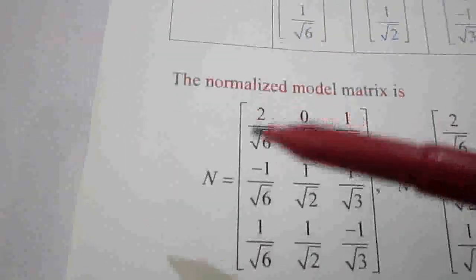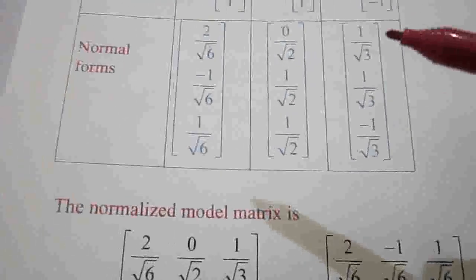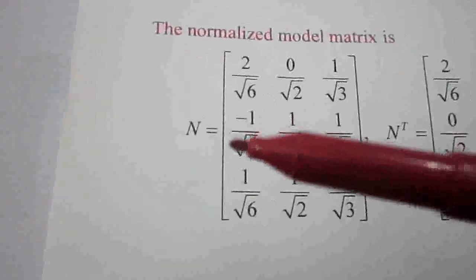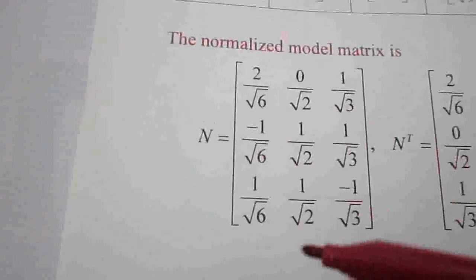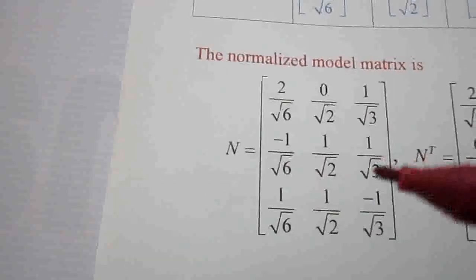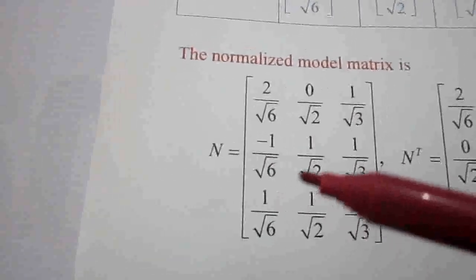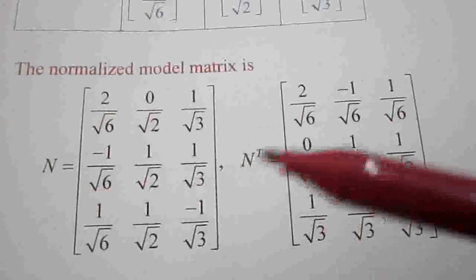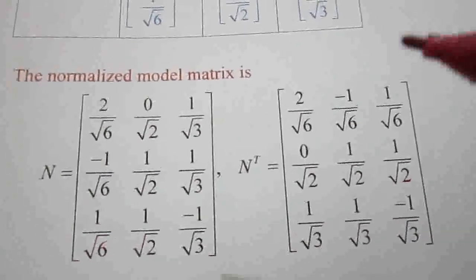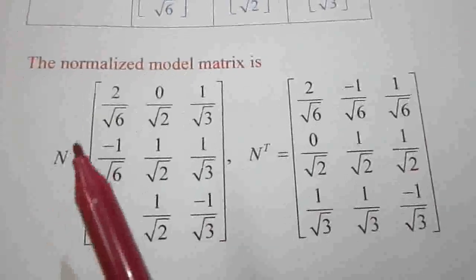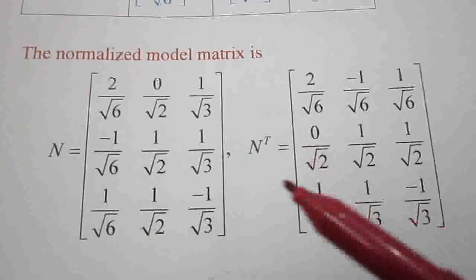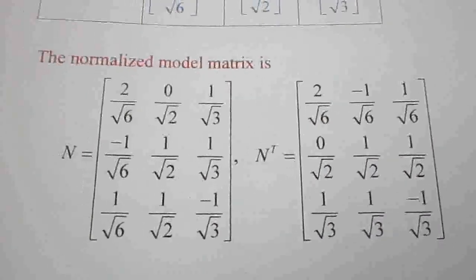So this normal form you take as the first column, this normal form as the second column, and this normal form as the third column. So this is the N matrix, the normalized model matrix. By the working rule, we have to find N transpose. N transpose means each row is changed to a column: the second row to the second column, the third row to the third column. So N transpose is this.